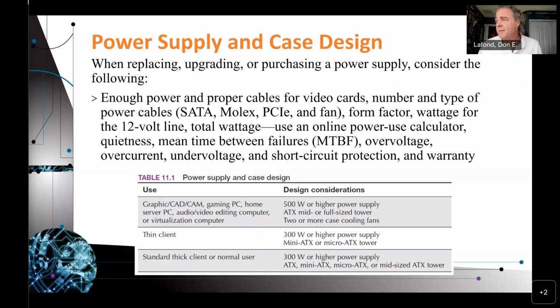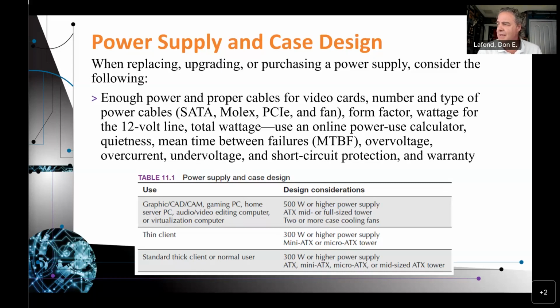They show some power supply case design, a table here that just talks about what you would need for different types of computers, because we already covered the type of computer. They just recommend it. And this, again, is probably an A+ type thing. But if you have a graphics, CAD, CAM, gaming PC, home server, audio video editing computer, or visualization computer, you want 500 watts or more. You need an ATX mid or full-size tower and 2 or more cooling fans.